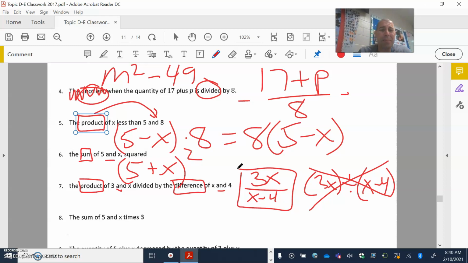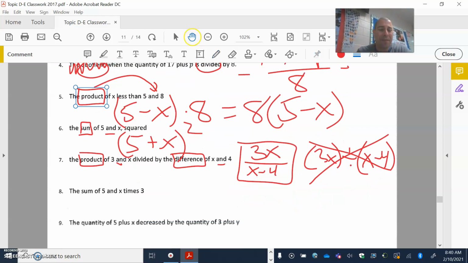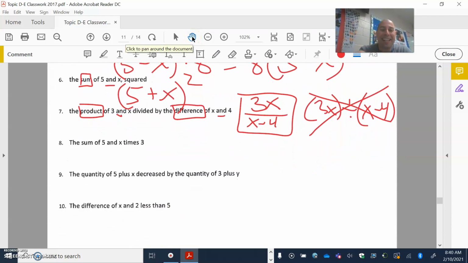Let's try number 8. All right, so let's see how you did. The sum of 5 and x times 3. Okay, here we go again. Sum is one of our boxed-in words because that word and is going to show up. The and is going to separate what you're multiplying together. So I'm going to multiply 5 and I'm going to multiply it by x times 3.